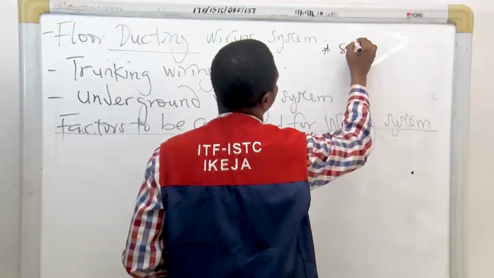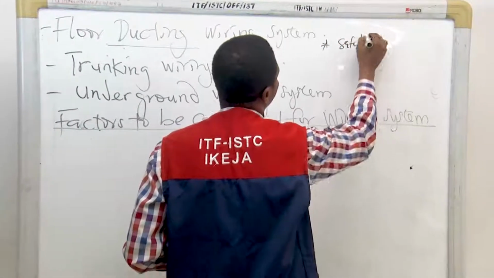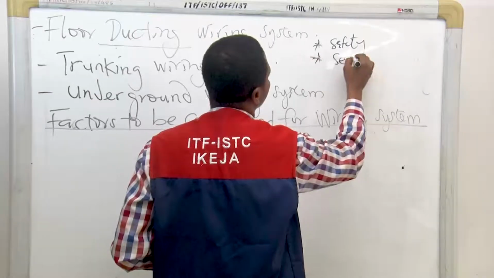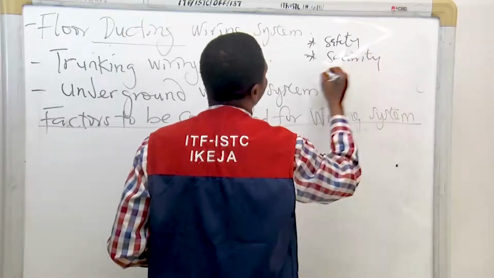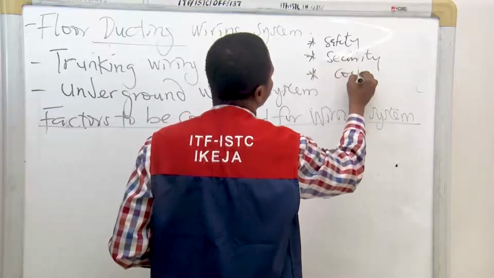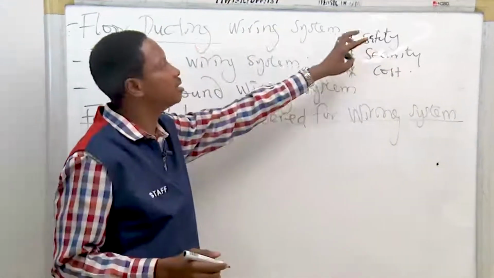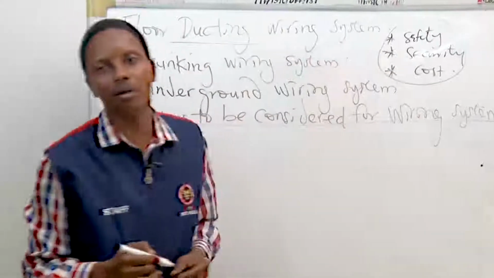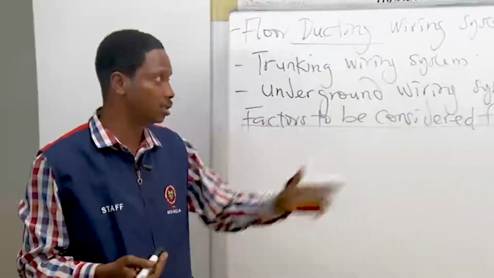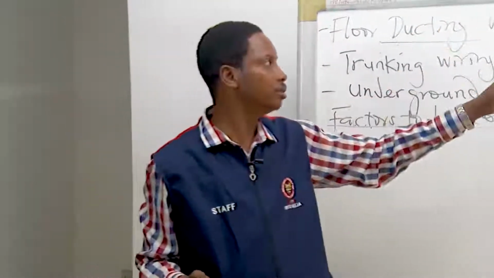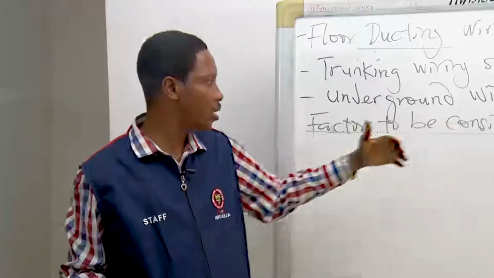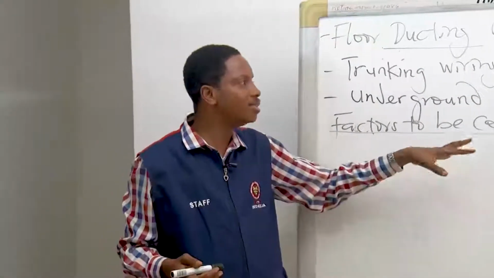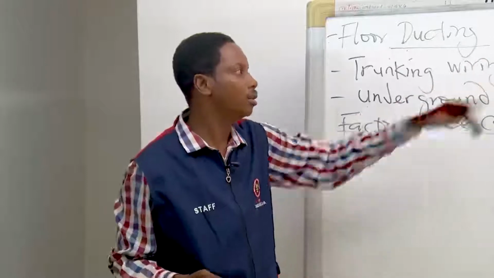You consider general factors in design. 1, safety. 2, security. And 3, cost. However, this is general. It applies to all fields of electrical system. These 3 factors: safety, security, and cost. However, in wiring system, it is more than 3.